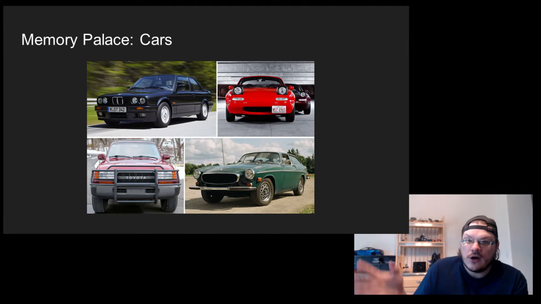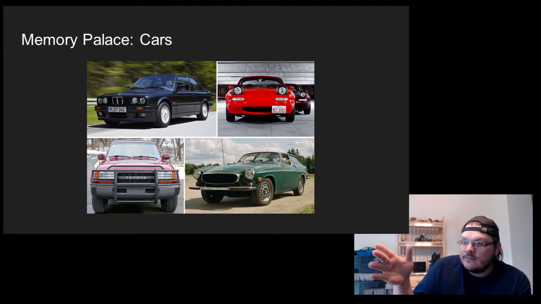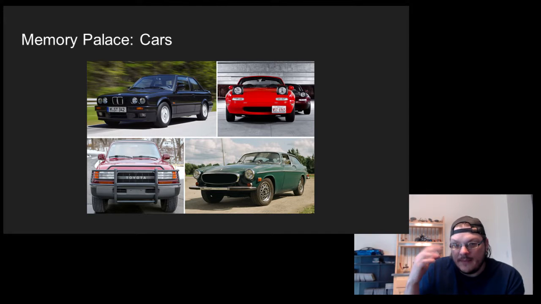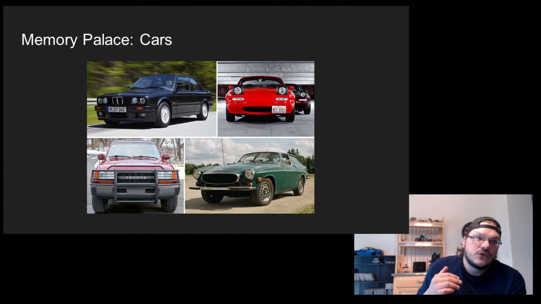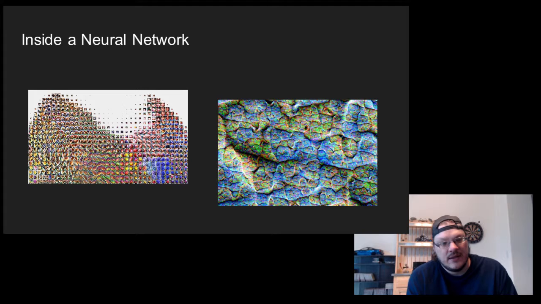So let's go to cars. So I say the word car, and then a bunch of cars pop into your head, and your daily driver is probably the thing that pops into your head first. And then maybe the car that you dream about buying is another thing that pops in your head. So how are these actually connected? How are these actually related? And in a neural network, it doesn't work that way at all.